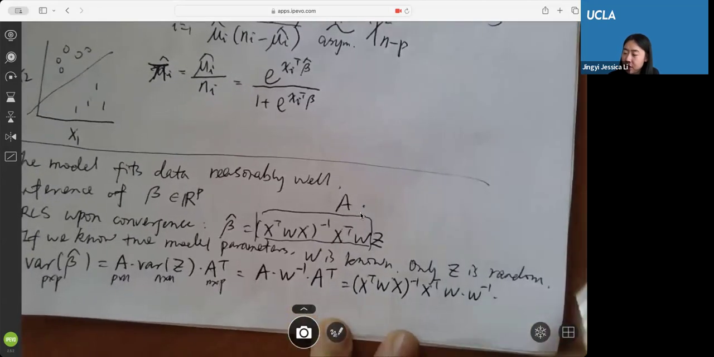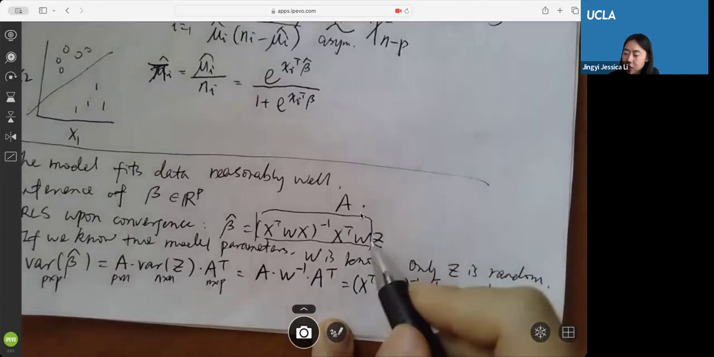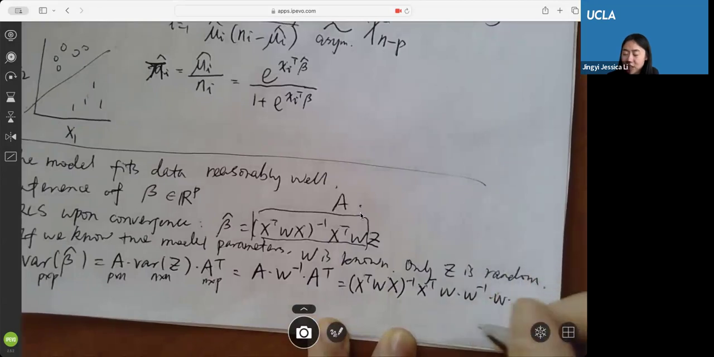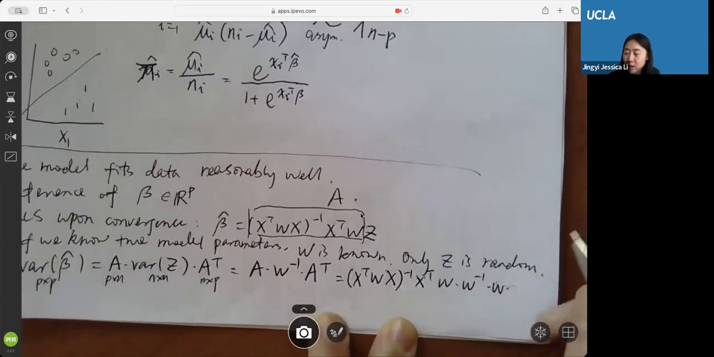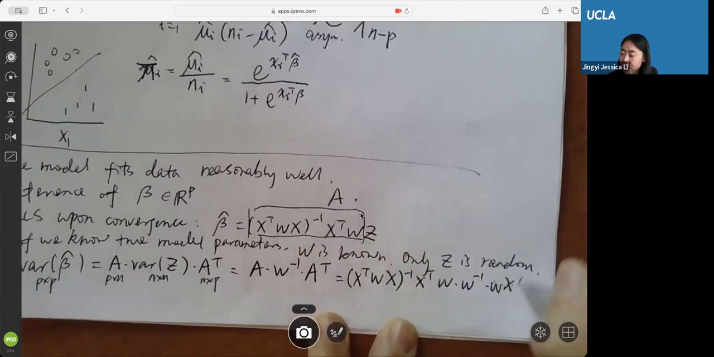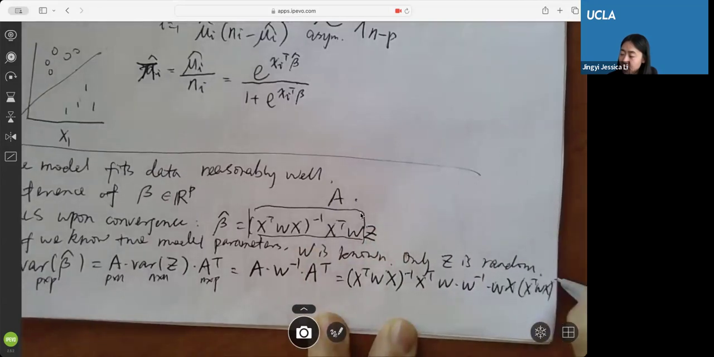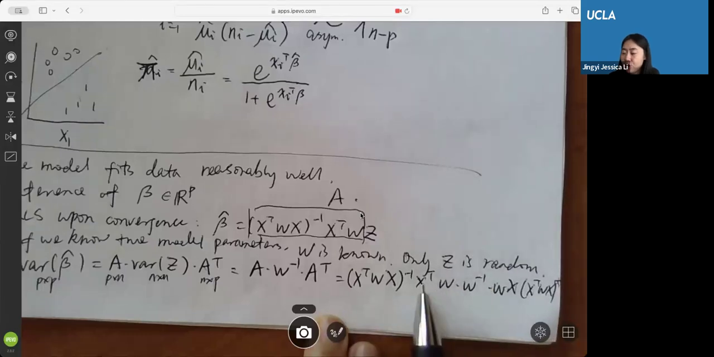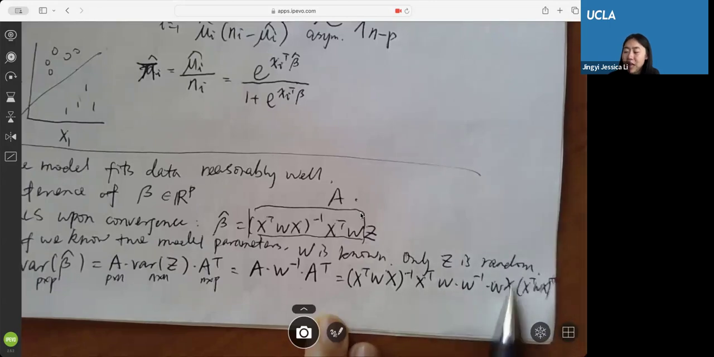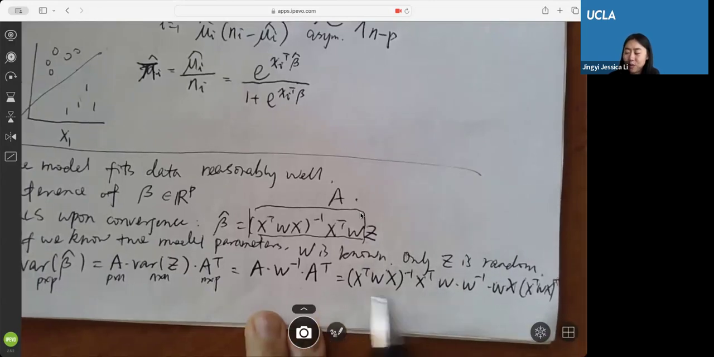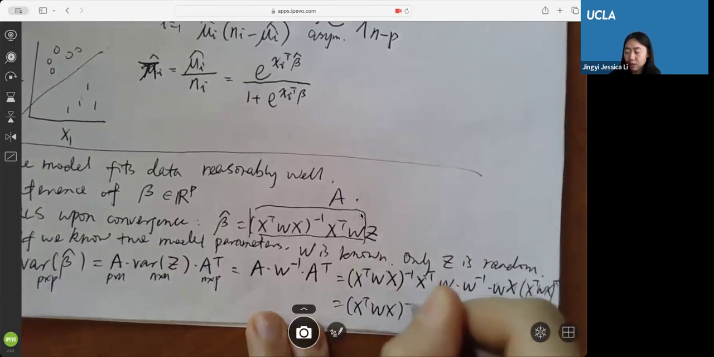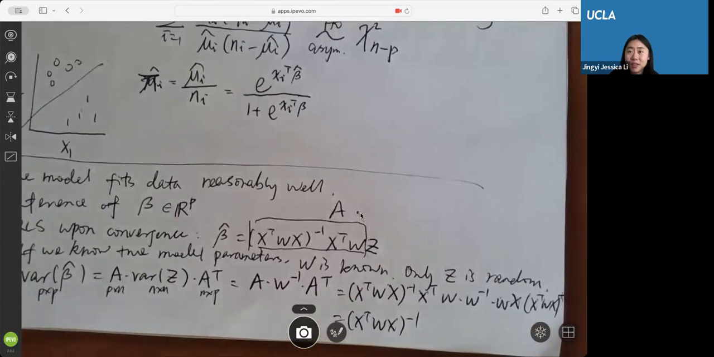So W inverse here, and then we put the transpose back. W times W, because W is a diagonal matrix, it's its own transpose, X transpose W X inverse. So then we can cancel out one W here, and we have X transpose WX in the middle. That can be canceled with the former one or the latter one. We just keep one copy of X transpose WX inverse. That's it.